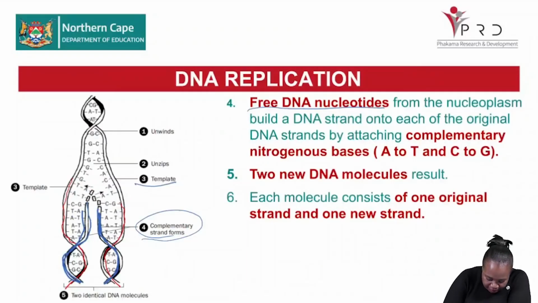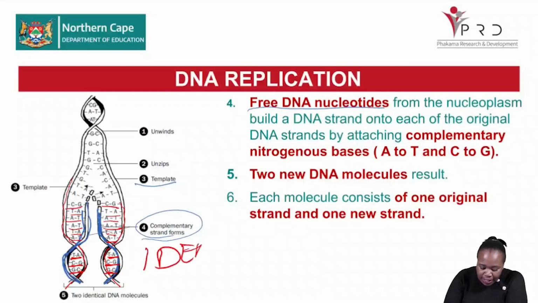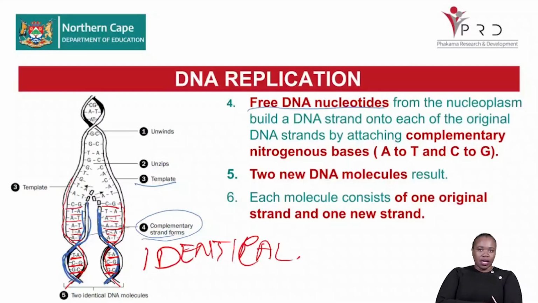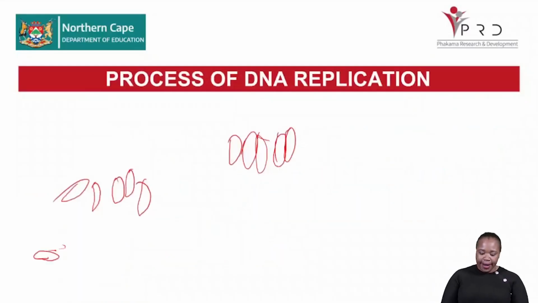Now, if you have a look at this, let's just go back to this diagram. Here, you can see TA, TA, CG, CG, GC, GC, AT, AT, TA, TA, AT, AT. Just like that. This is proof to us that these two DNA molecules are identical to each other. Right? Because you can see even the sequence of nitrogenous bases and the pairing of nitrogenous bases is exactly the same.